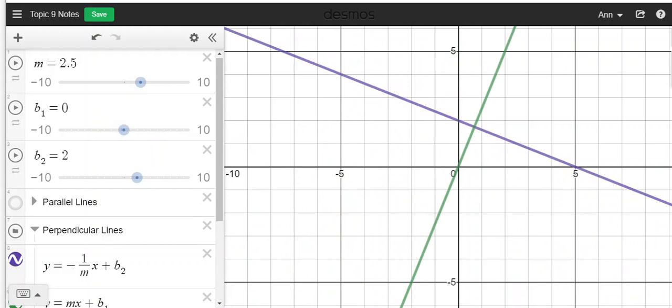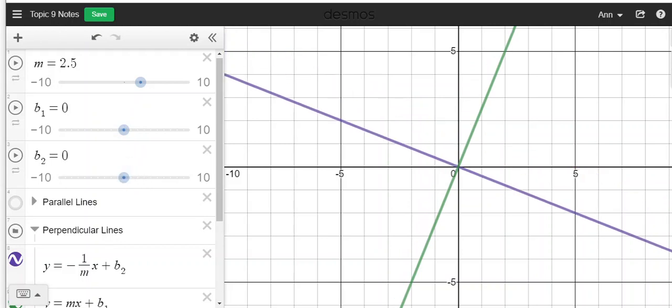So if I make the green one have a y-intercept of 0, and the blue one also have a y-intercept of 0, they're still 2 different lines and they're still perpendicular. It does not matter that they have the same y-intercept.